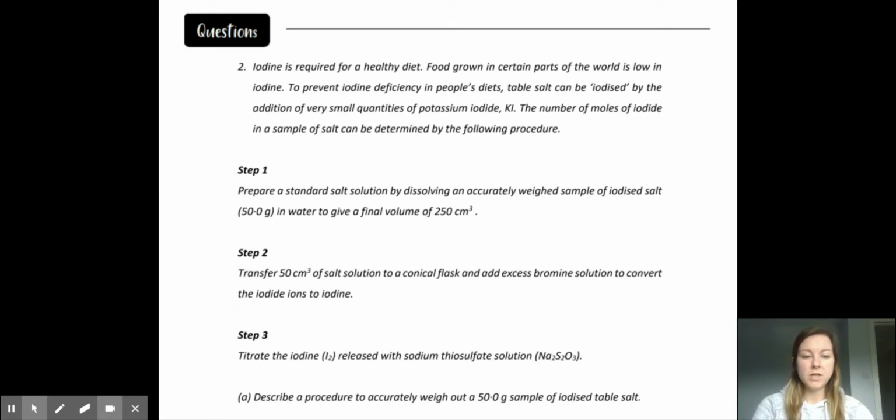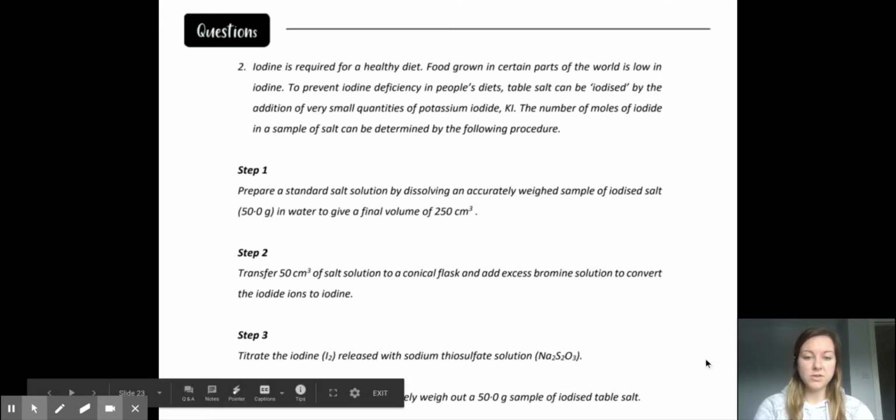Now, in chemistry, the weighing procedure is exactly the same. If we want to accurately weigh out 50 grams of this table salt, all we're going to do is get an accurate balance, put a little plastic weighing boat onto the balance, use the tare function to zero the balance, and then start adding the salt until we get to 50 grams exactly. So describing that procedure of using the tare function will get you the mark for that question.